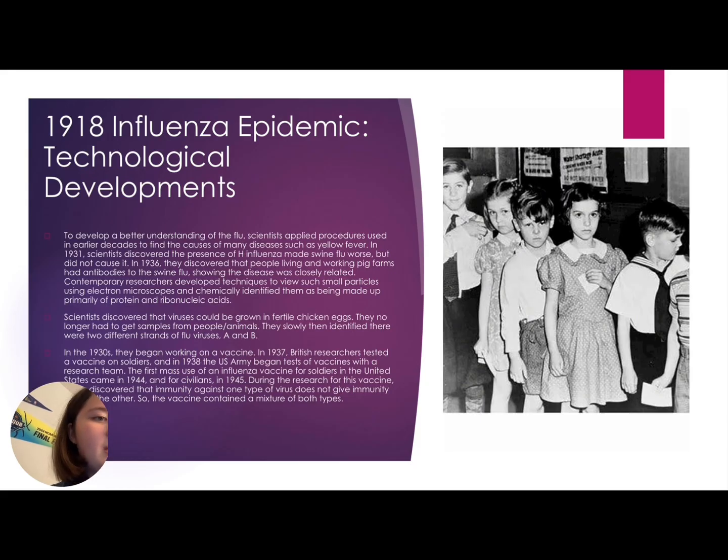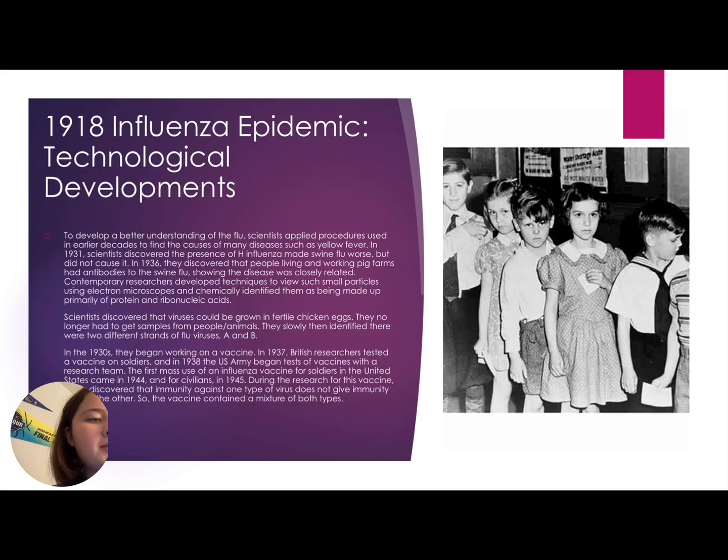In the 1930s, they began working on a vaccine. In 1937, British researchers tested a vaccine on soldiers, and in 1938, the U.S. Army began tests of vaccines with a research team. The first mass use of an influenza vaccine for soldiers in the United States was in 1944, and for civilians, 1945.